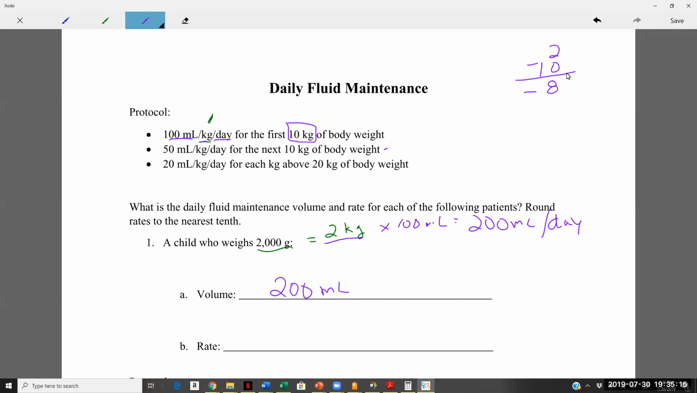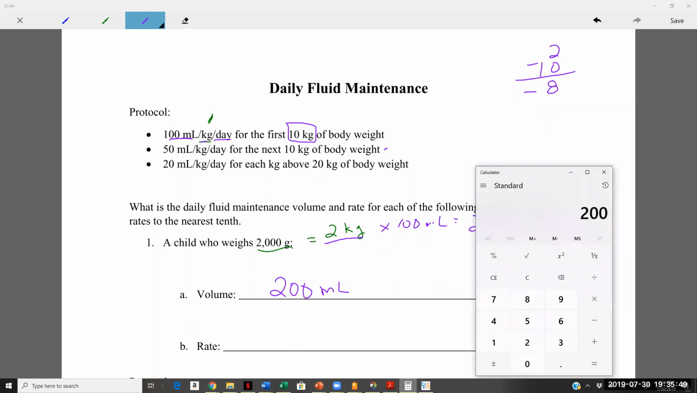But then we also need to calculate the rate. Because we are giving 200 milliliters per day, let's think about this. Our day is 24 hours. So we use our calculation that we learned before to calculate milliliters per hour when we're given a total fluid volume and a total number of hours. That was to just take the total volume of fluid, which is 200 milliliters in this case, divide it by the total number of hours, which is 24, because there are 24 hours in a day. When you divide 200 by 24, you get an answer of 8.333333 repeating.